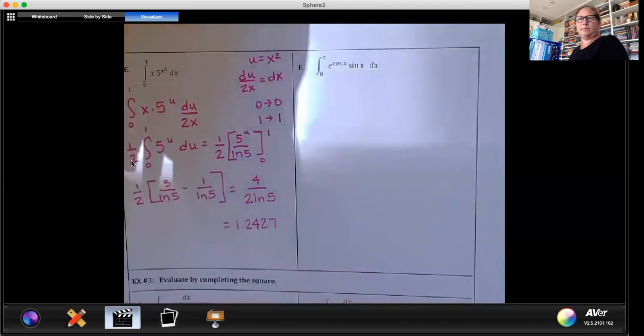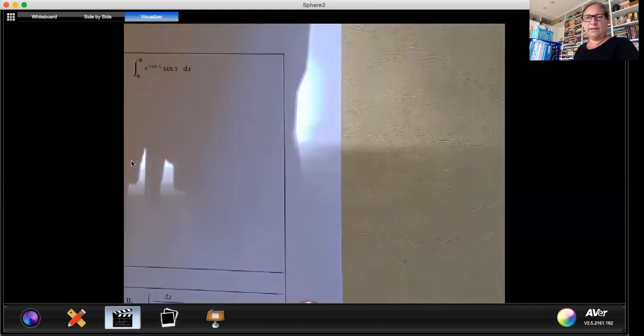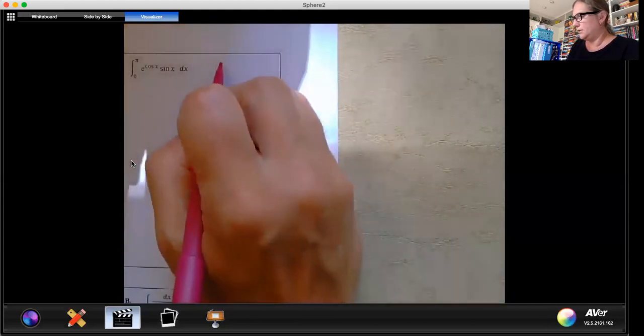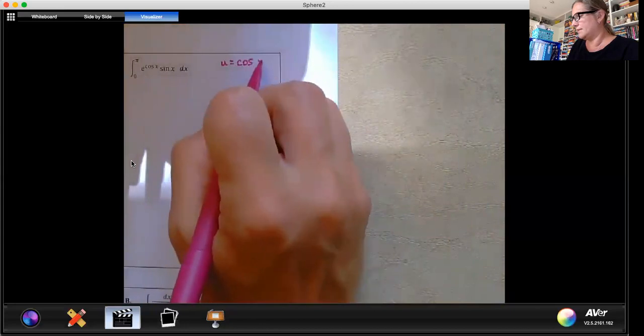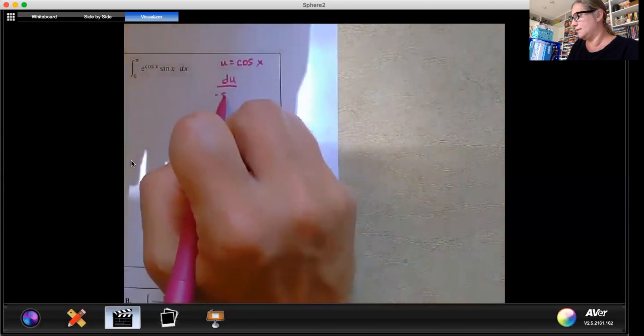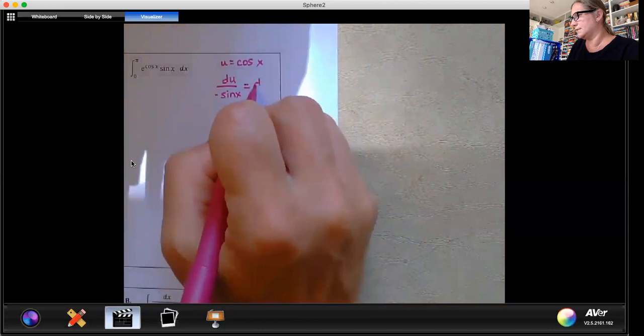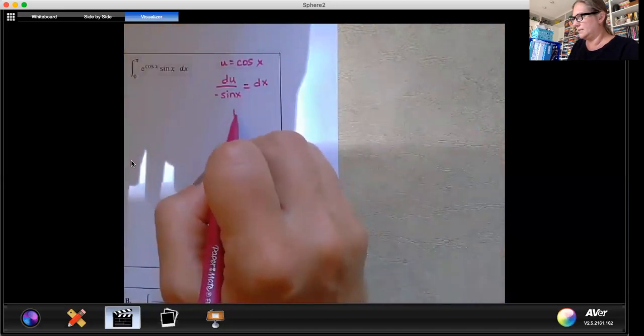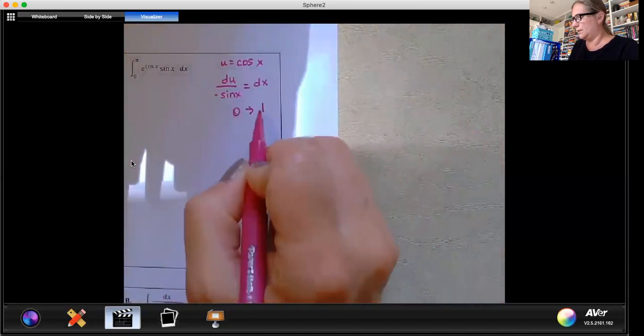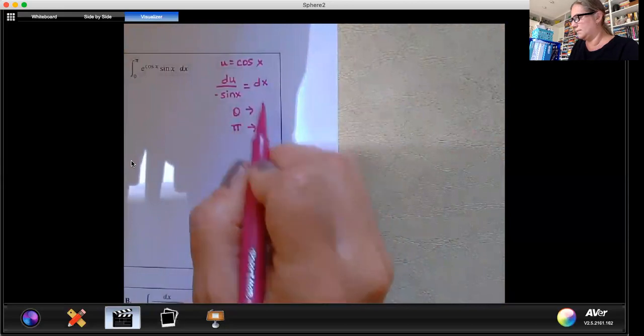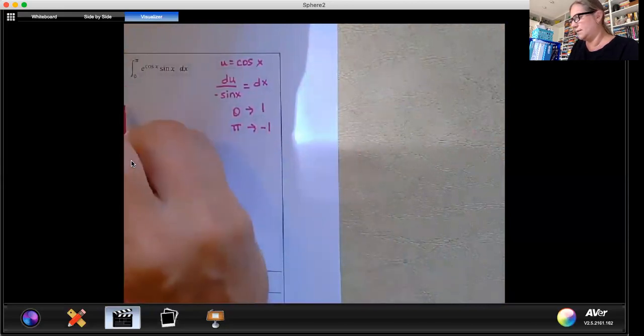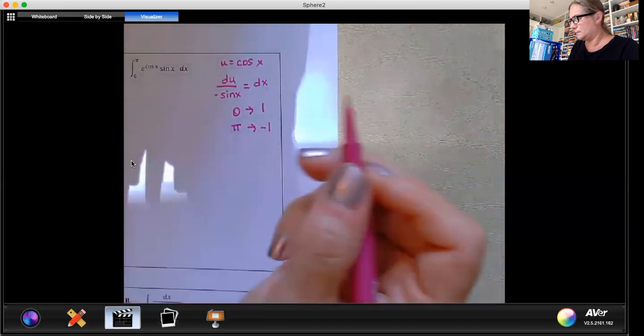And our last example here, I'm just going to scoot it over again to try to avoid that sun. u equals cosine of x. So du over negative sine of x equals dx. 0 becomes 1 and pi becomes negative 1. So I'm going to go ahead and switch that and make that negative.